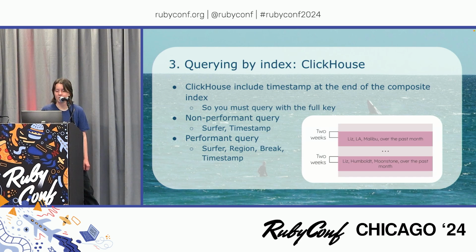It doesn't make much sense to query all the data for Liz over the past 2 weeks because the data here is not contiguous. For each location, you'll have to grab just a section, skipping over the data points that don't fall within the requested time span. The only performant query for ClickHouse would be to include all the components of the primary key. You must specify the surfer, region, break, and a range of time. So it would be performant to query Liz's data for Malibu and LA over the past 2 weeks.